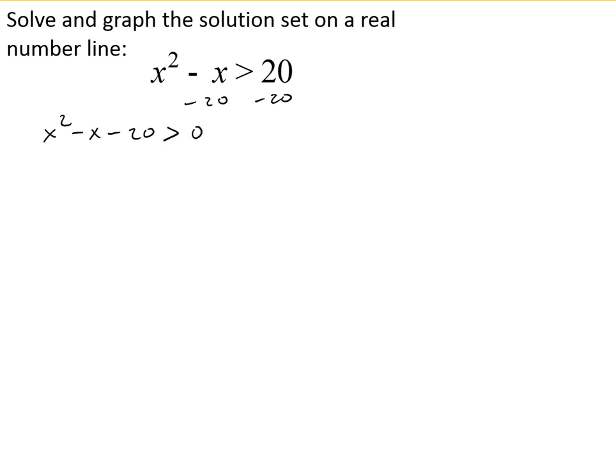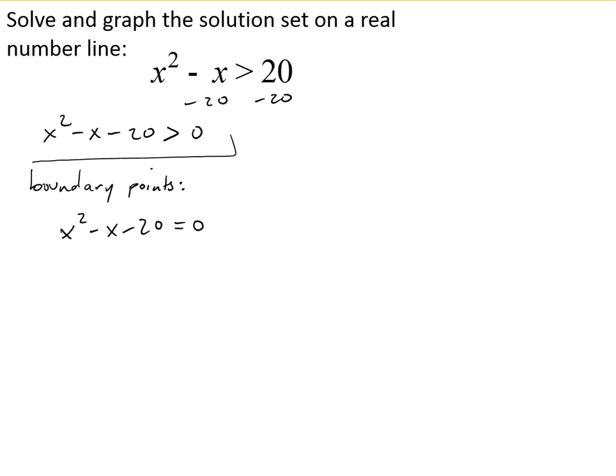Now we're going to get away from that inequality for a second, but we'll certainly come back to having that inequality symbol in there. We want to find our boundary points, the points that separate solution regions from non-solution regions. Our boundary points are found by solving the equation x squared minus x minus 20 equals 0. So we're essentially just replacing the inequality symbol with an equal sign.